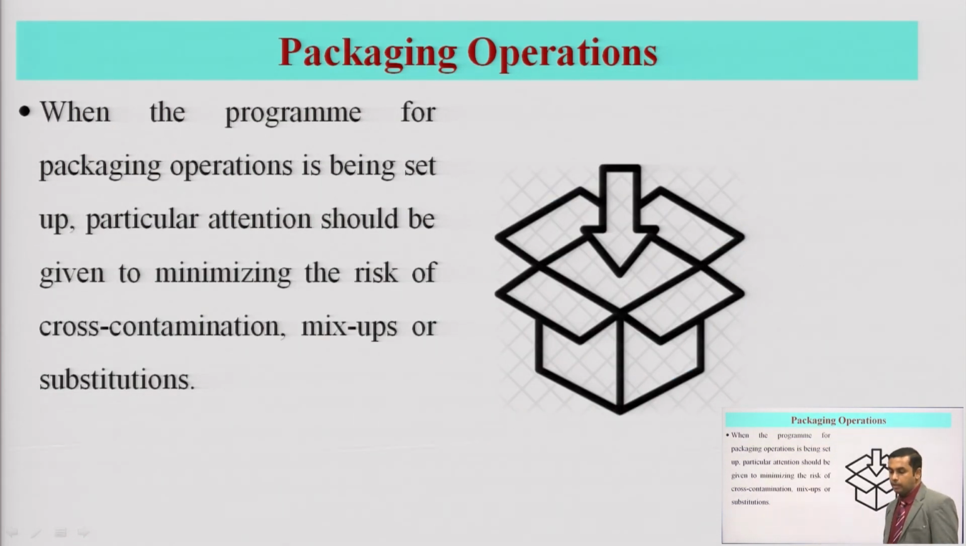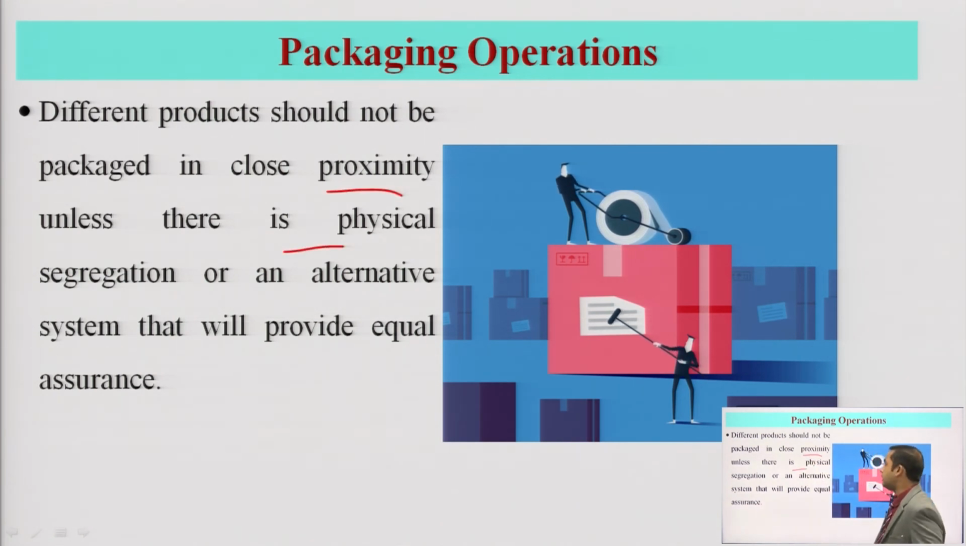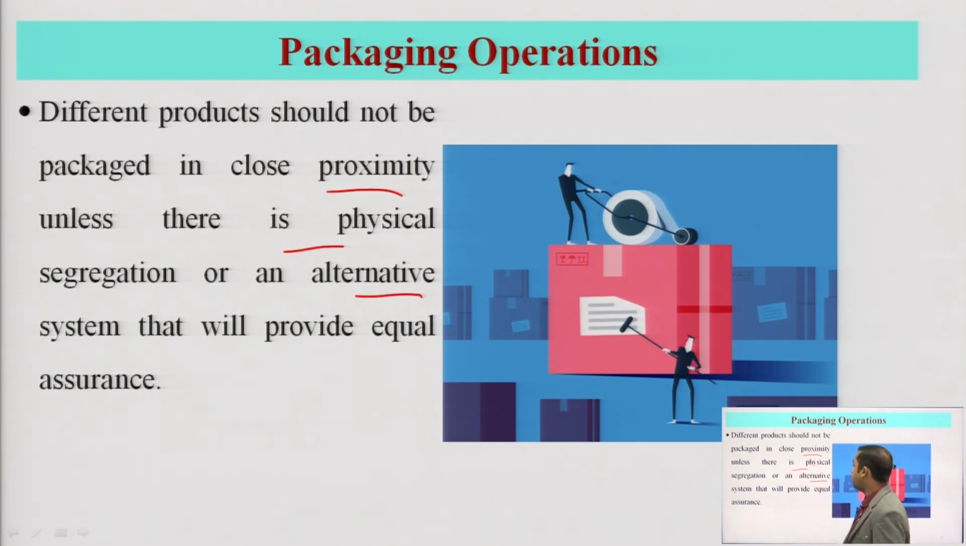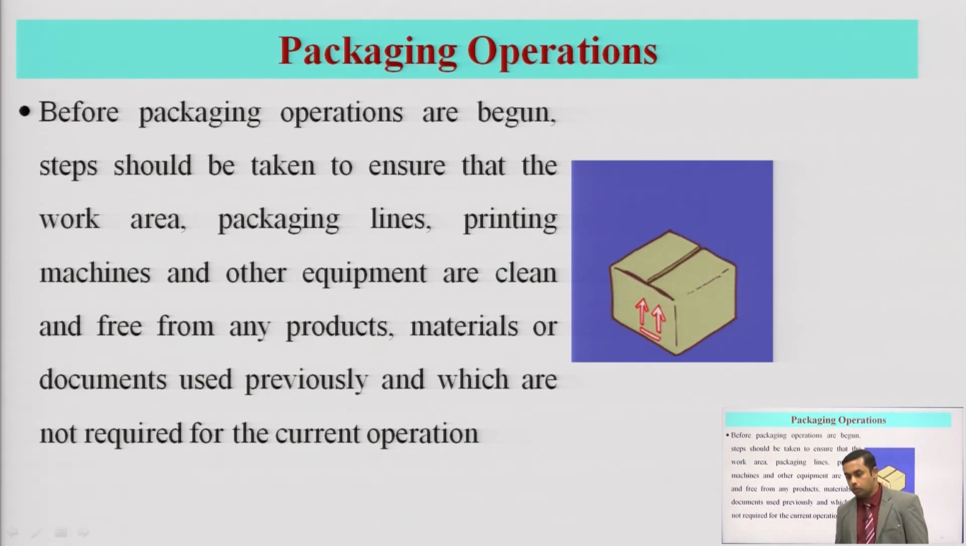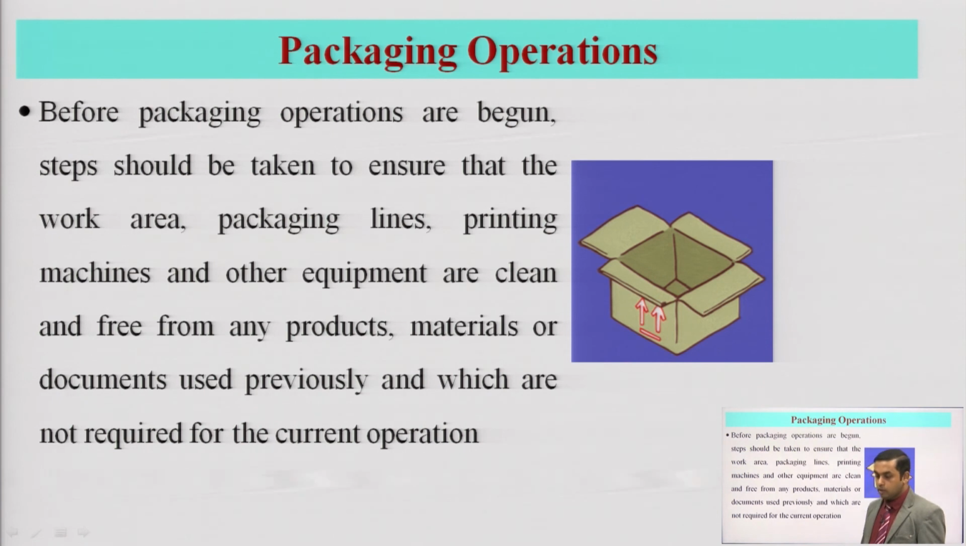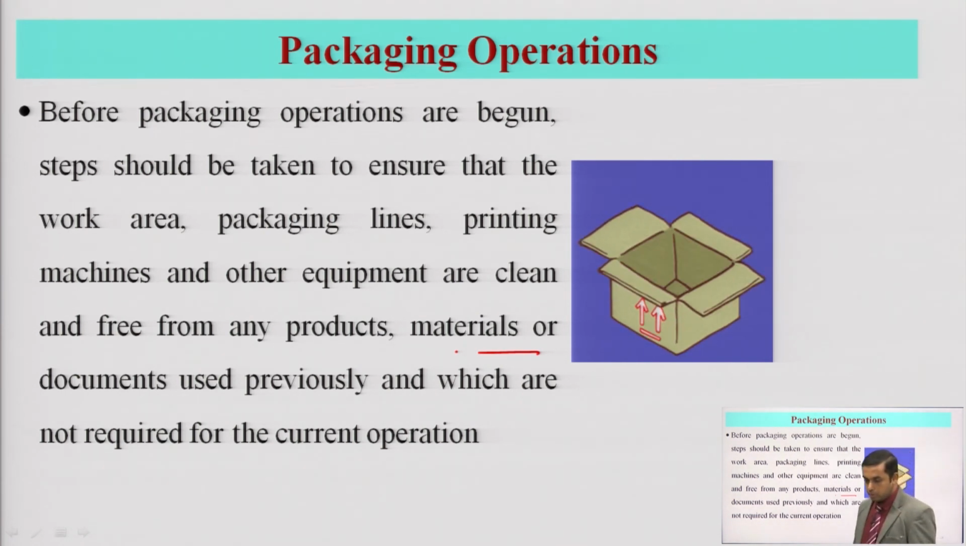And lastly, the packaging. When the program for packaging operation is being set up, particular attention should be given to minimizing the risk of cross contamination and mix-ups or substitutions. Different products should not be packed in close proximity unless there is physical segregation or an alternative system. Before packaging operations begin, steps should be taken to ensure that the work area, packaging lines, printing machines and other equipment are completely clean and free from any product or documents previously used and not required for the current operation.